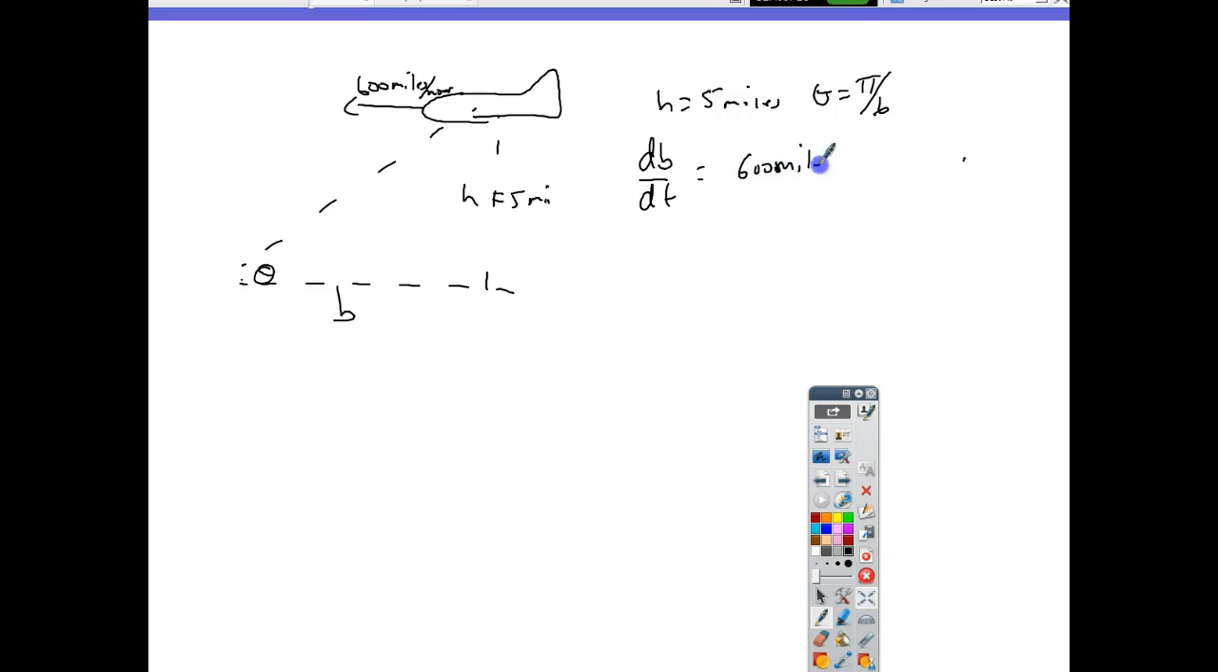I'm going to disagree with you just a little bit. Because if B is this, is it really increasing at 600 miles per hour? What is it doing? The plane's flying in, so B is doing what? If that's true, that means B is getting bigger. Is B getting bigger? B is getting smaller by 600 miles per hour, right? So I'd put a minus sign here. Is that okay with you? That's huge.